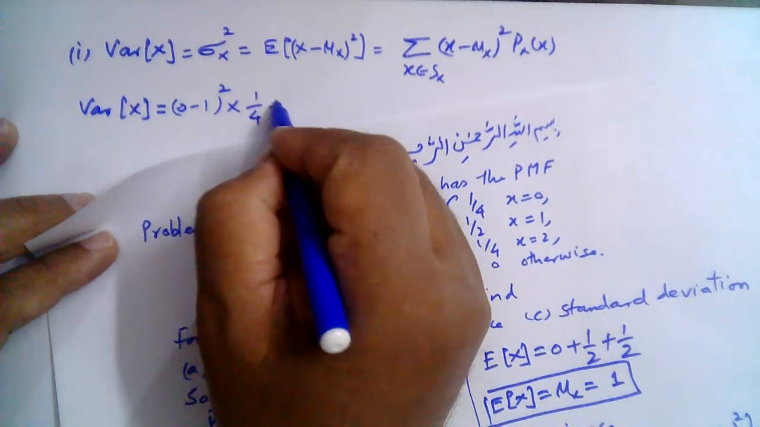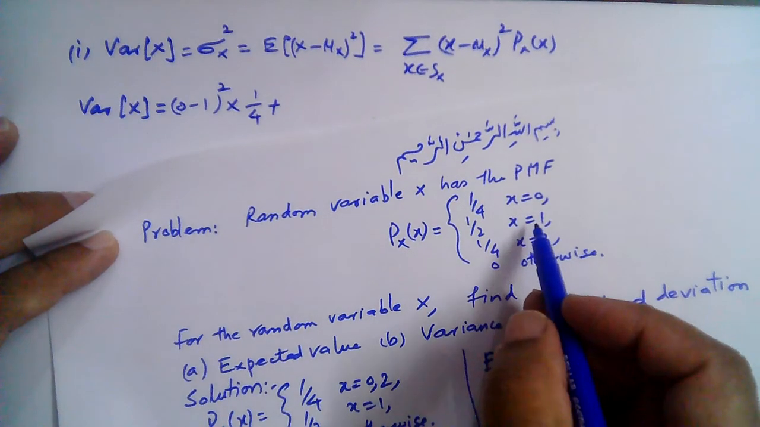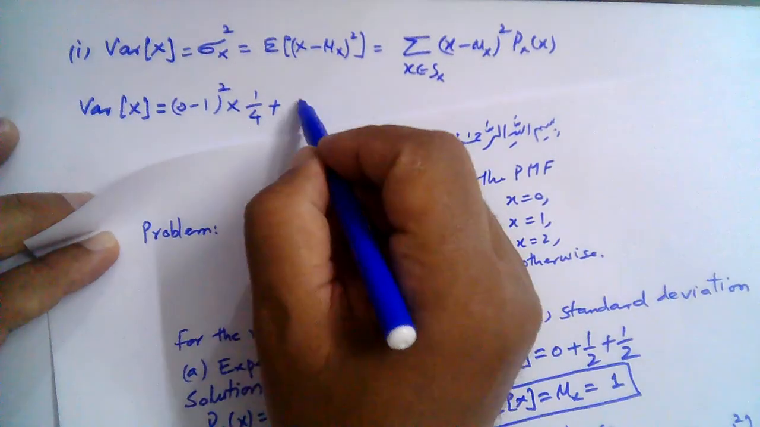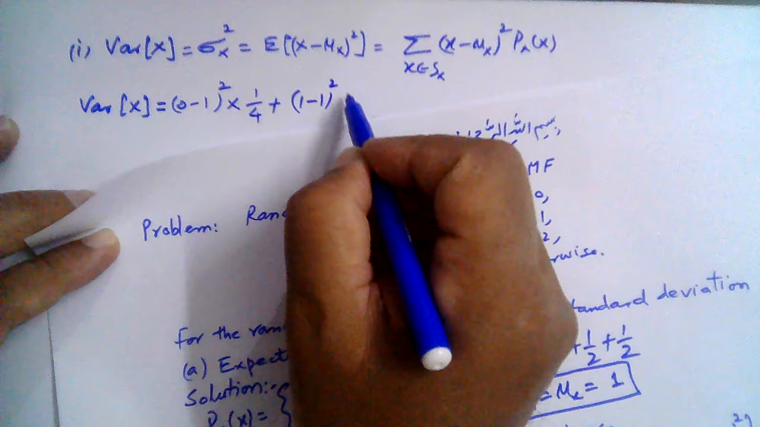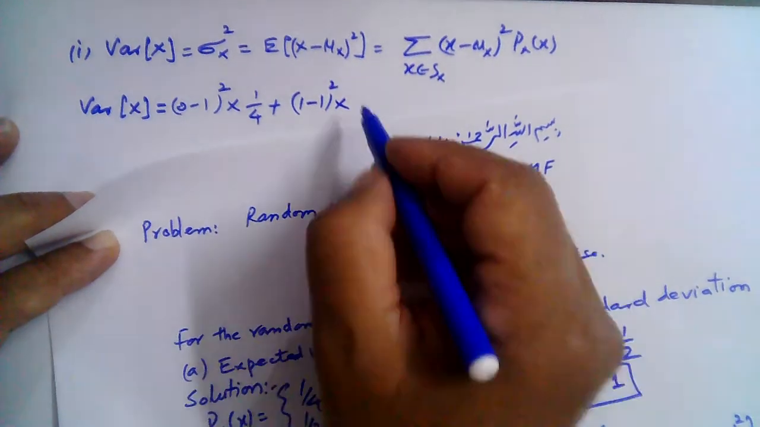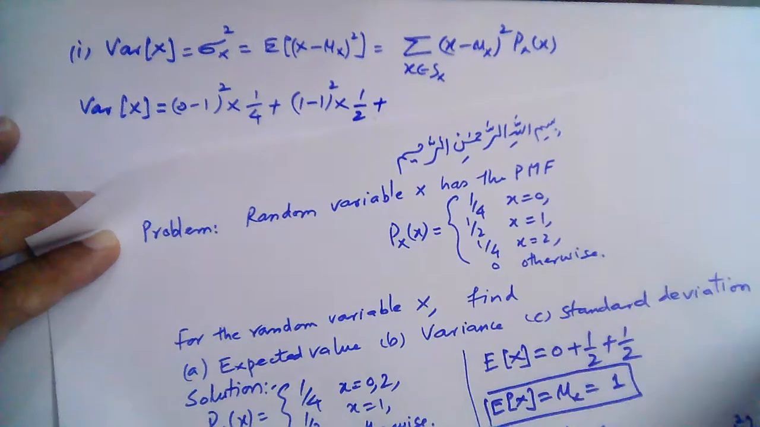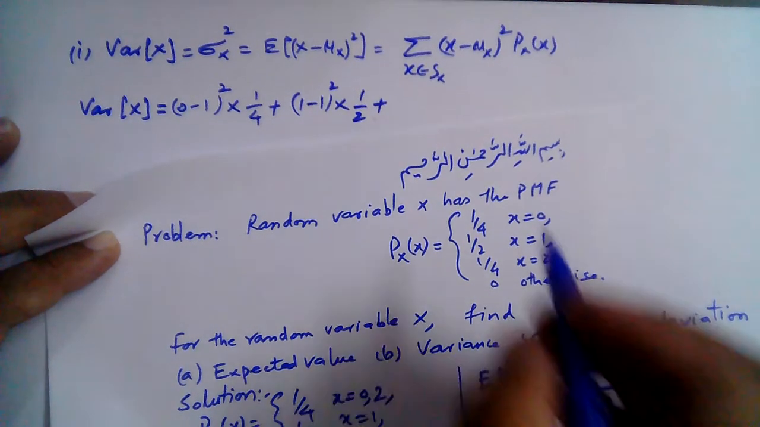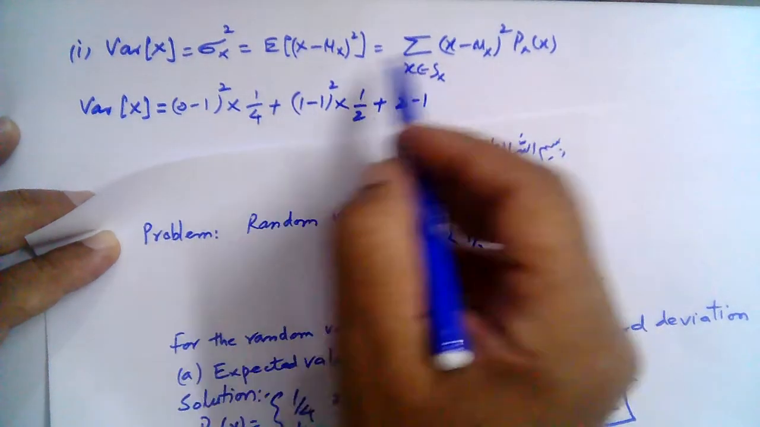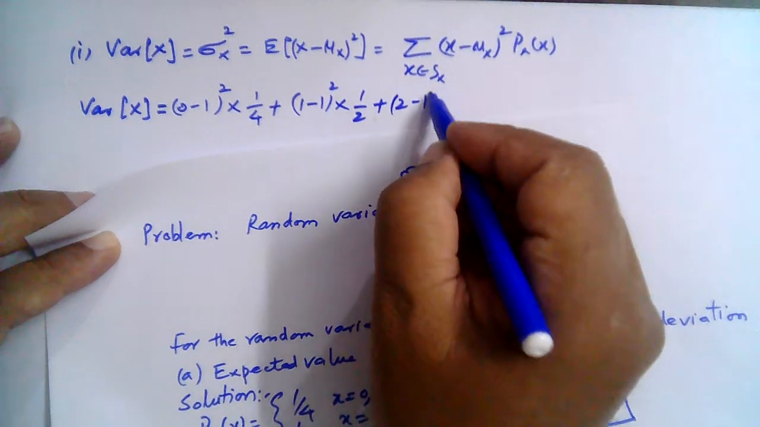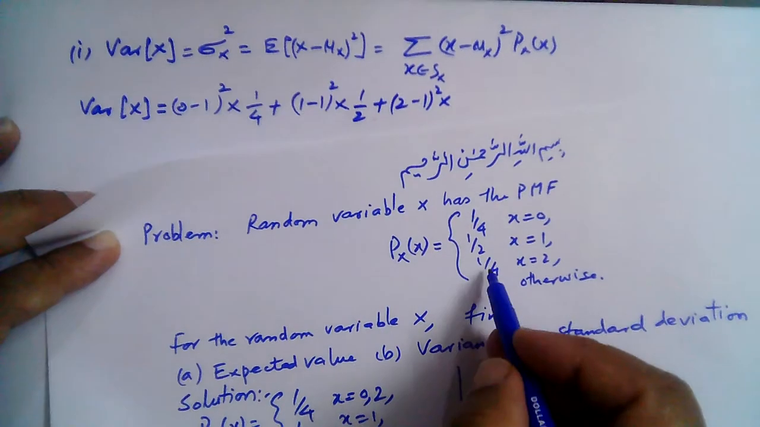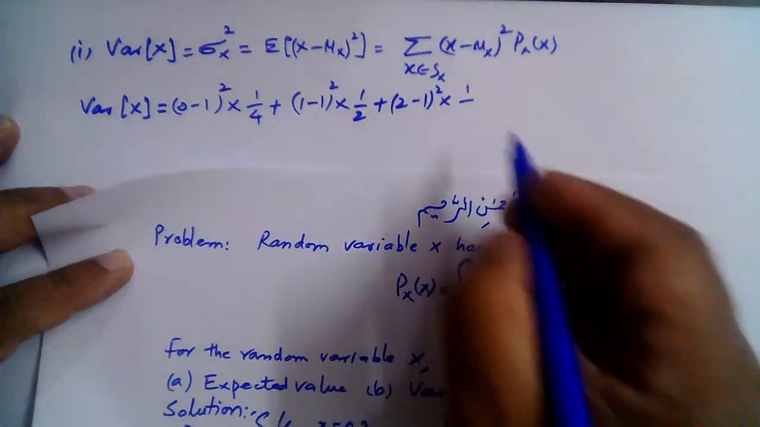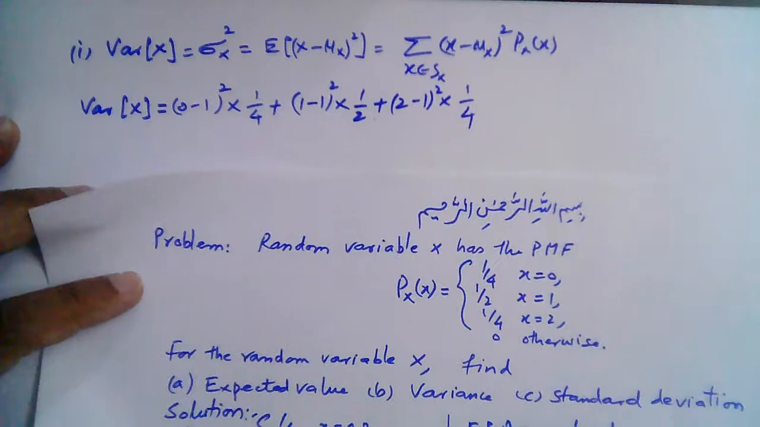1 over 4 plus, x is 1 minus mu x, mu is also 1, so 1 minus 1 squared multiplied by the corresponding probability, which is 1 over 2, and then plus x is 2 minus mu x, so 2 minus 1 squared multiplied by the corresponding probability, which is 1 over 4.